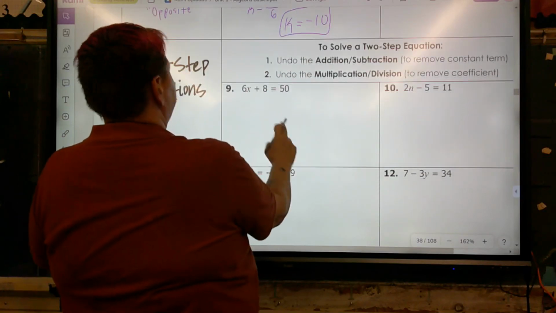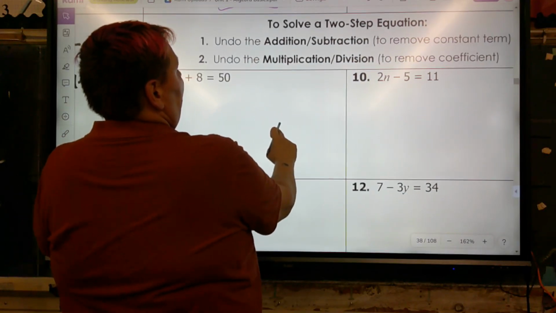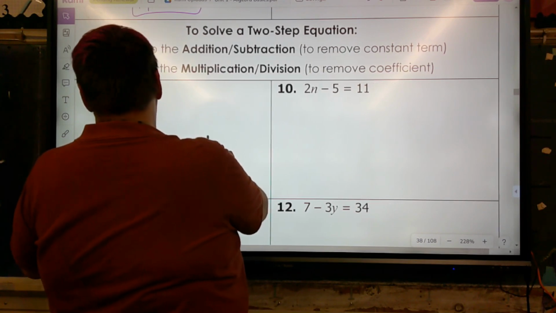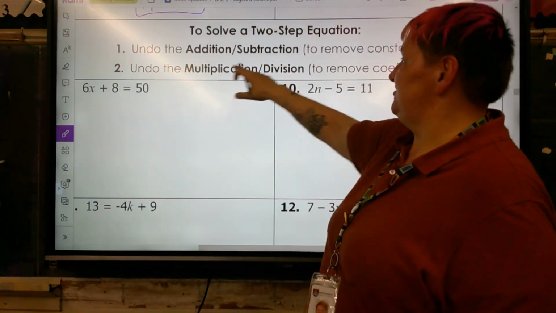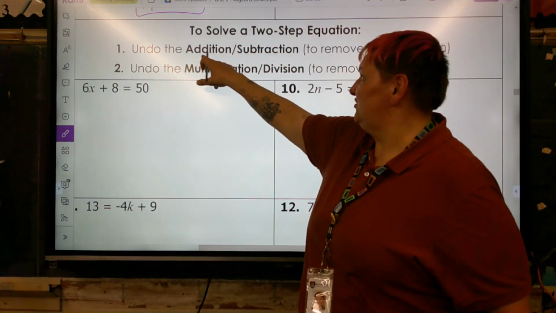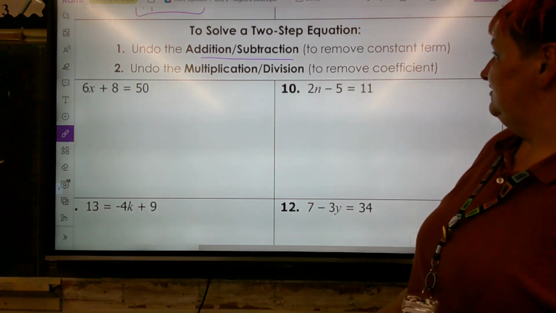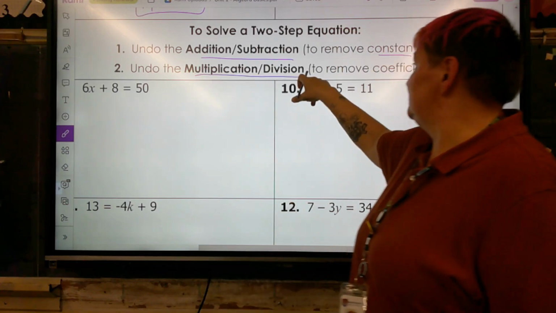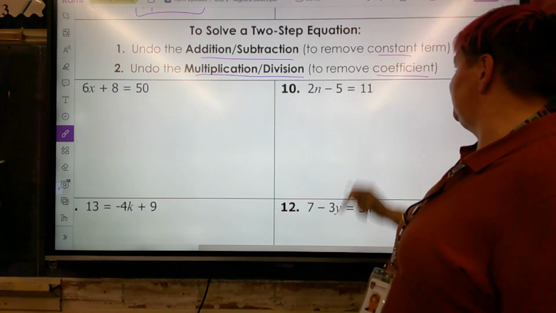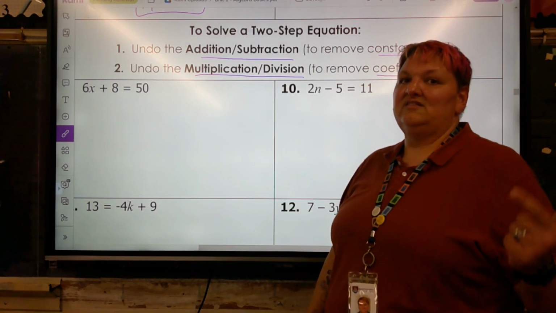Alright, two-step equations. It walks you through the steps, just like I did. It says to solve a two-step equation, undo the addition and subtraction first to get rid of the constant, and then undo the multiplication and division to get rid of the coefficient. Get rid of the constant, then the coefficient.